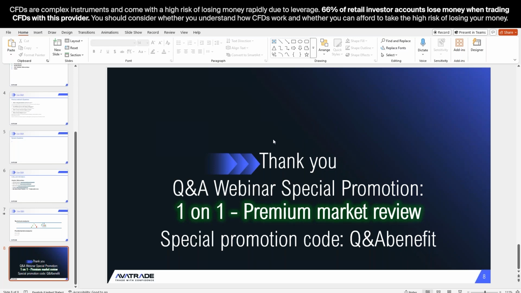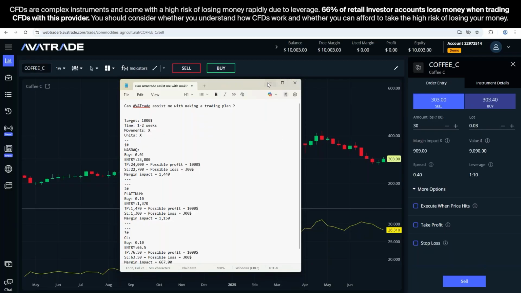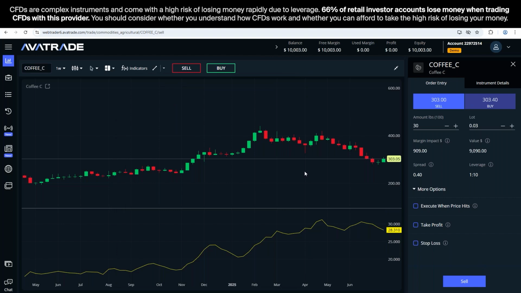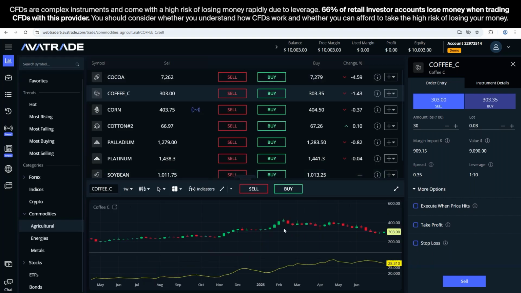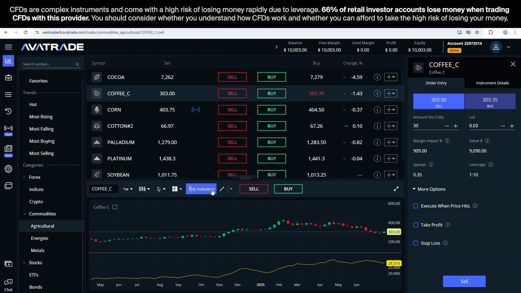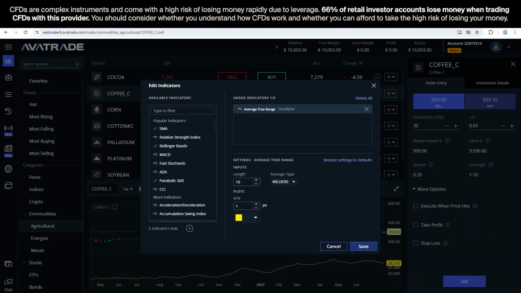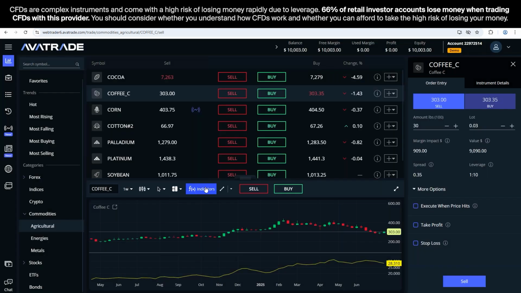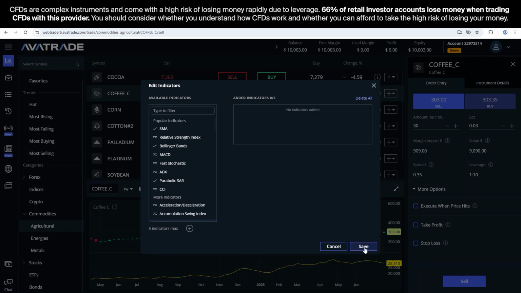And now let's see how we can get to the Academy from the website. So this is the web trader. The web trader is embedded in our website. To get here, all you have to do is log in with your email and password. You don't have to download or install anything. And to get to the Academy, I'm going to show you in a moment.